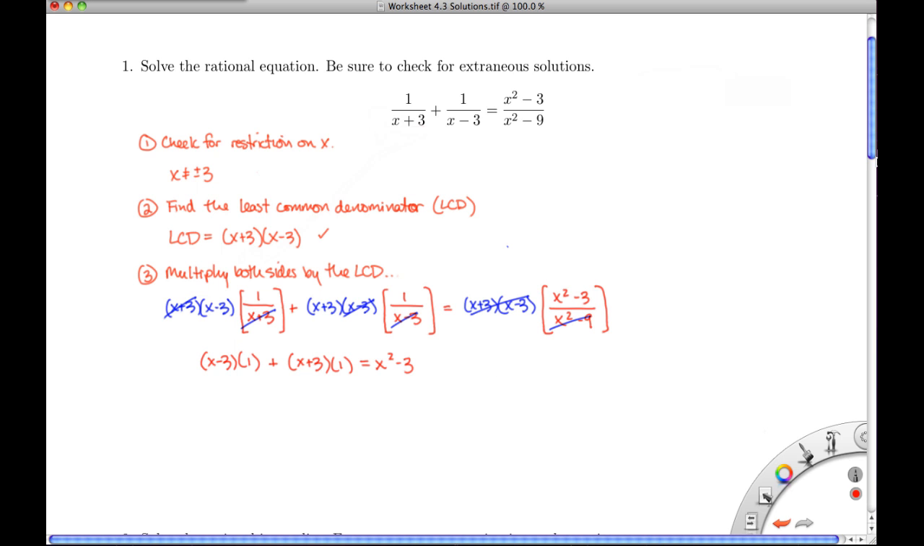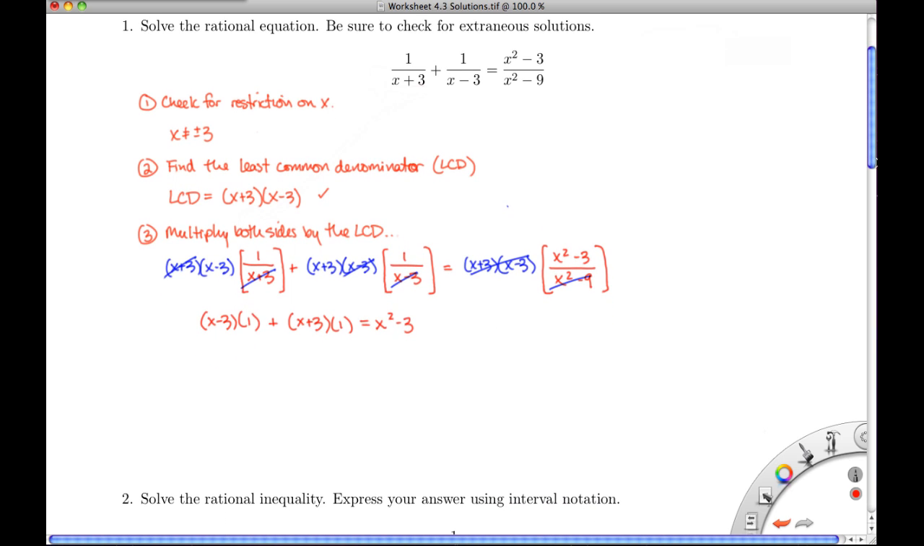And now we've got an equation, no denominators. We can solve this relatively easily depending on what we got. In this case, we're going to end up with a quadratic. So we go ahead, we multiply this all out, we combine like terms and get everything to one side. So let's do that next. So if we distribute the 1, we get x minus 3 plus x plus 3 is equal to x squared minus 3.